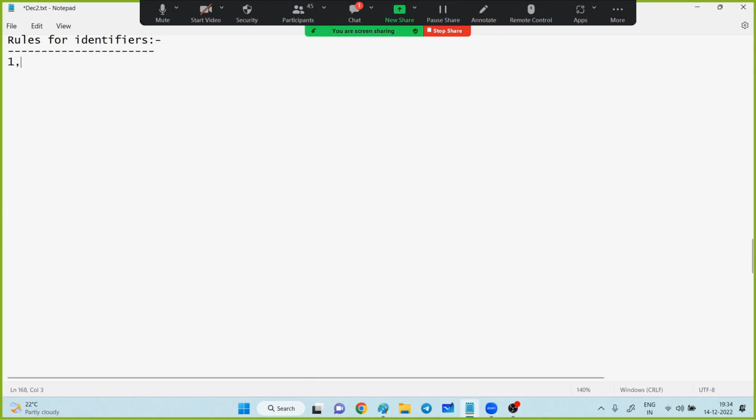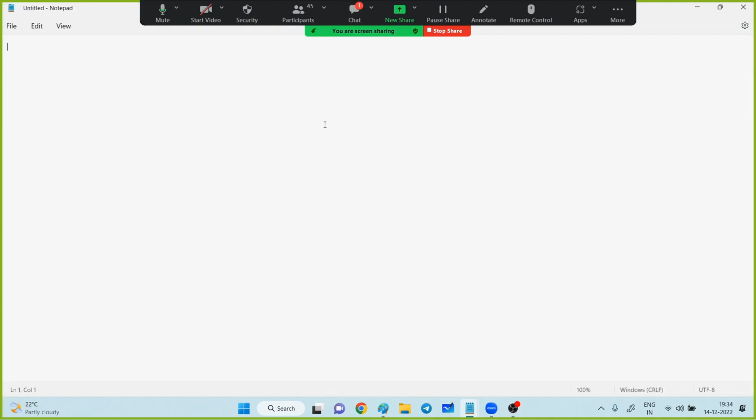Now see here, an identifier can have numbers, but it will not start with a number. Now we'll write an example. You already know how to define a class. I already provided you the syntax. First the class keyword, then the identifier. Suppose, as I said, I'm giving 7 Dhoni. Then open braces and close braces.